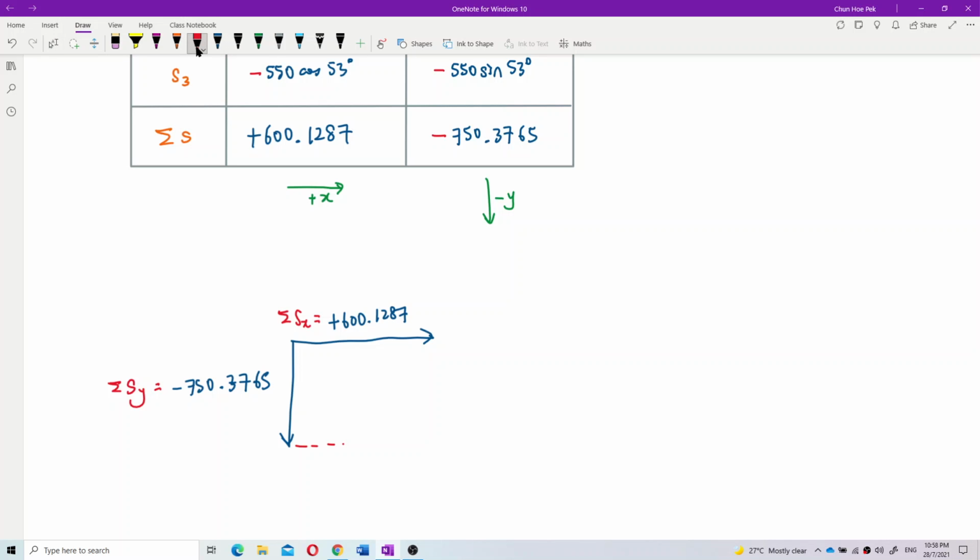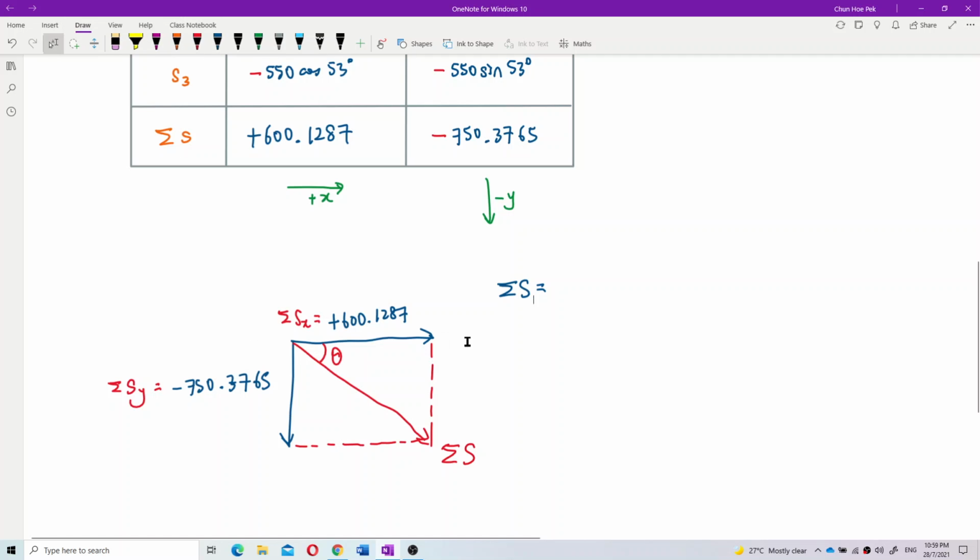Our resultant will be the Pythagoras of these two components, which is this. This is our total S. Later we need to find this angle, theta. So how to find this resultant S? The resultant displacement will be just Pythagoras of these two components.